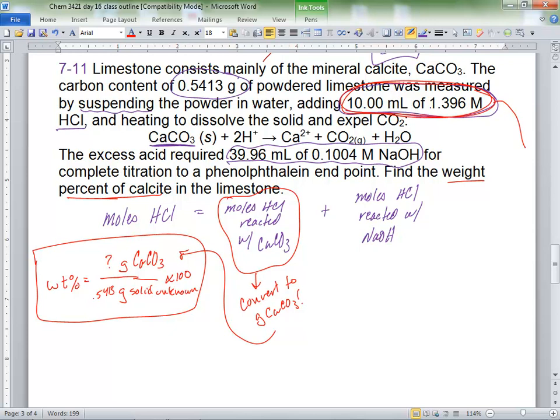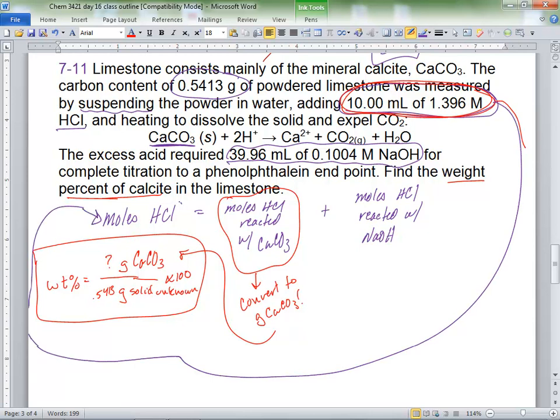That's the total moles of HCl. Okay, so the moles of HCl that react with NaOH must be this one. But that's NaOH. Does it matter?